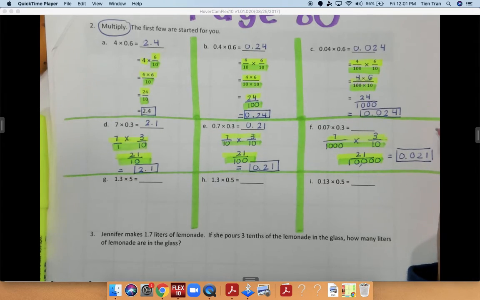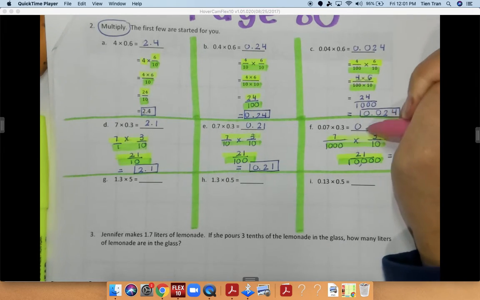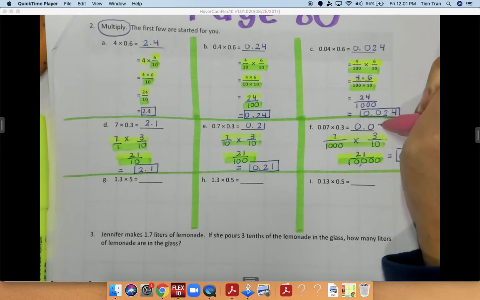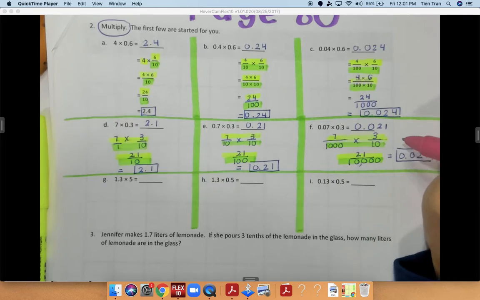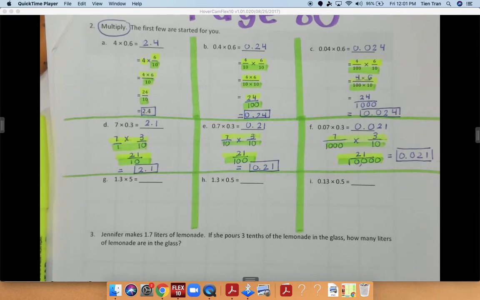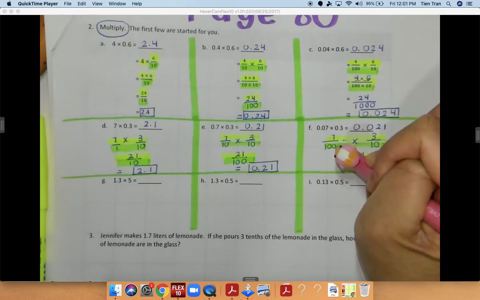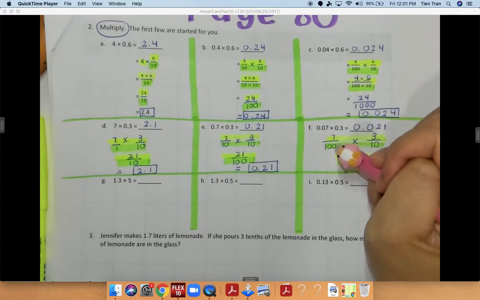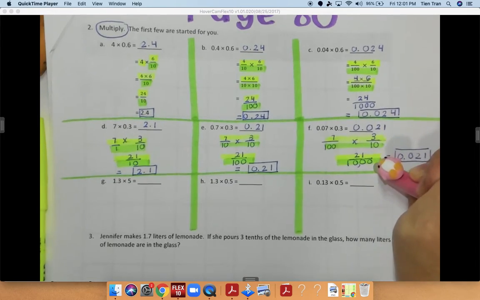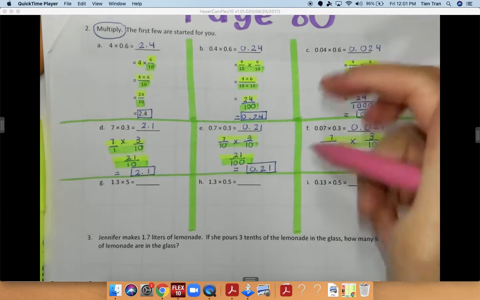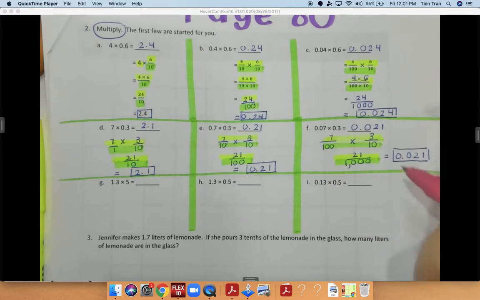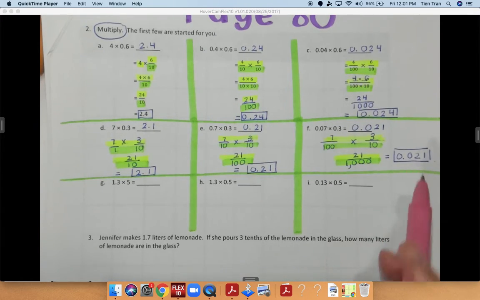So we have 21 thousandths. Oh, I just realized this is 100. But 7 is in the hundredths place, so that's why. It's not 10 thousandths, it's only 1,000. So the 1 is in the thousandths place. There you go. Answer is still correct.